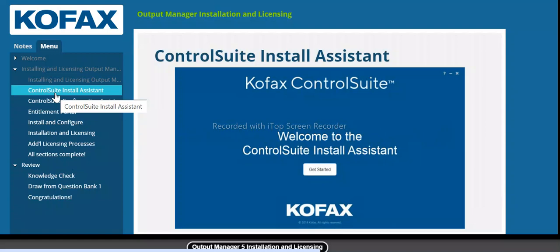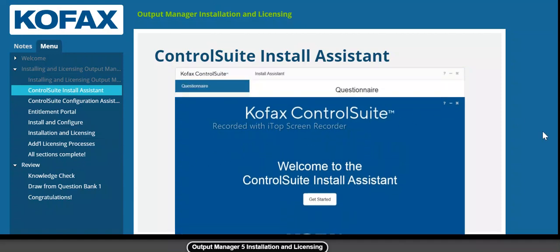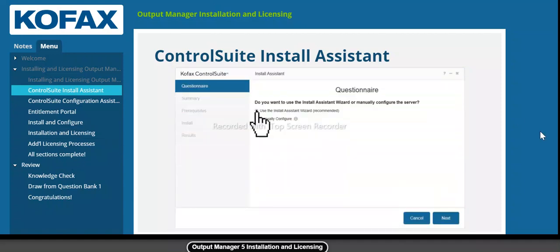Installation and licensing of Kofax Control Suite and its component products has never been easier. Using Control Suite's Install Assistant to perform the installation and Configuration Assistant to configure and license the software make it a snap. The implementation technician can use either the Install Assistant Wizard, which is strongly recommended, or the manual method that can be utilized by technicians with previous experience installing AutoStore, Equitrack, and Output Manager.